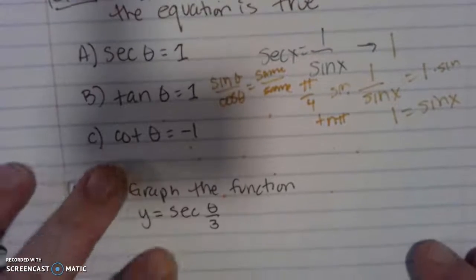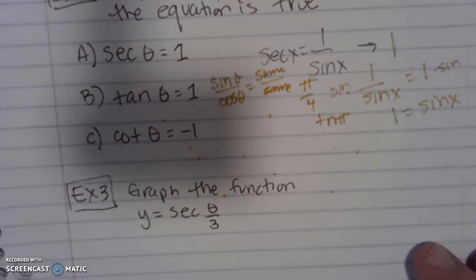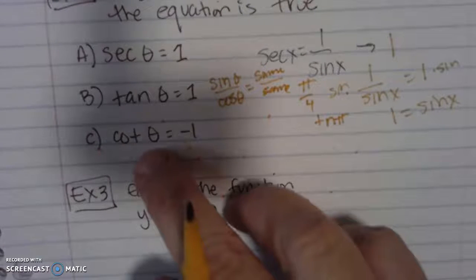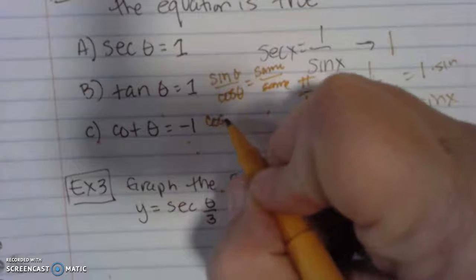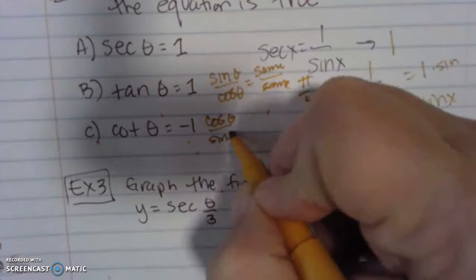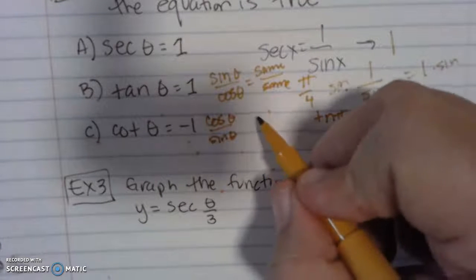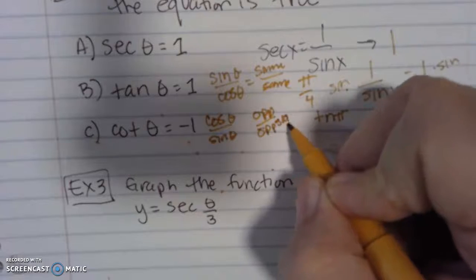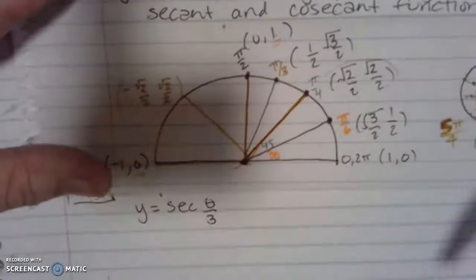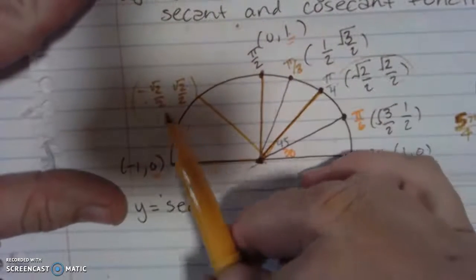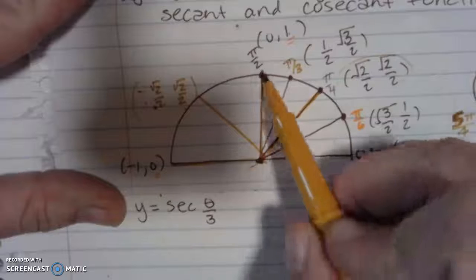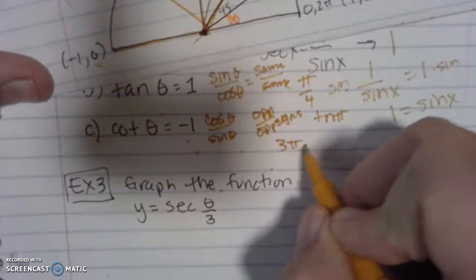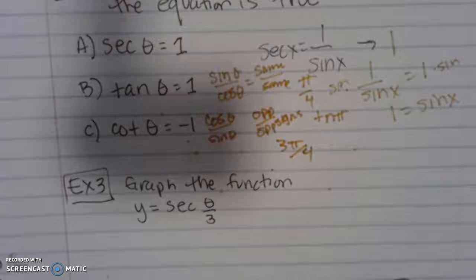Okay, and cotangent of negative 1. When is cotangent equal to negative 1? Well, that's going to be cosine over sine, and that's going to be when they're the same but opposite signs. So I'm going to think about this. It's going to be here, at 3 pi over 4. Now we're going to look at the graphs of these.